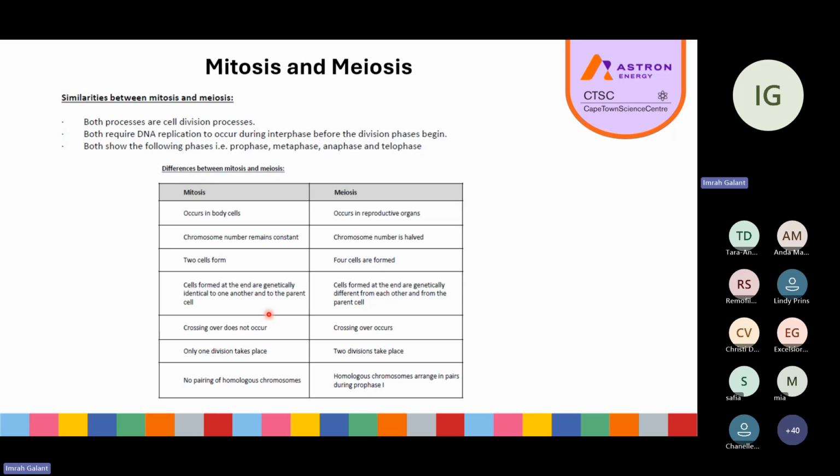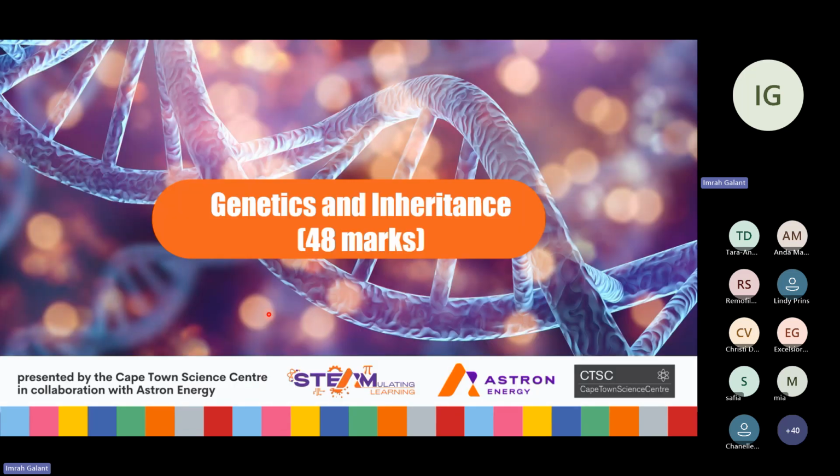So those were the less bulky topics of paper 2, but now we're going to move on to the bulkier topics, and that is going to be genetics and inheritance. That accounts for double the marks of the previous two sections, about 48 marks. Okay, so let's get started. I'm hoping you guys went through some of the questions that I sent you, but let's get into it.